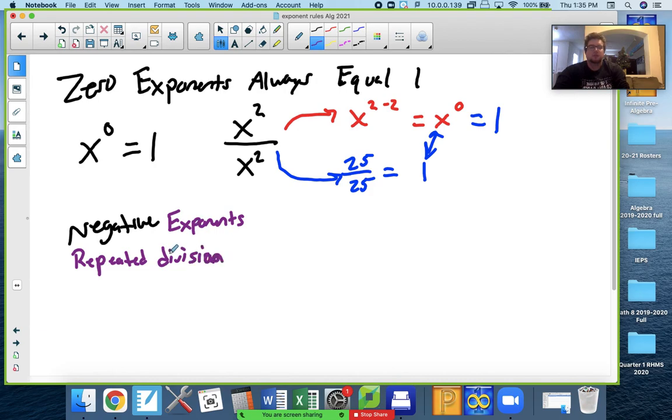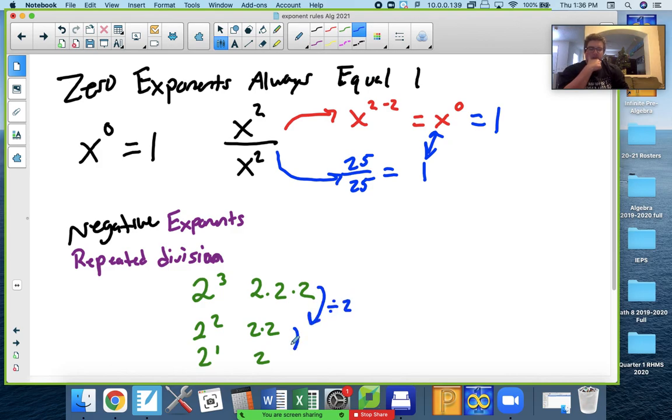So repeated division. You can kind of look at this pattern. 2 cubed really means 2 times 2 times 2. 2 squared is 2 times 2. 2 to the 1st is 2. Each rung in the ladder here, we're dividing by 2, dividing by 2 each time. So we get to 2 to the 0 power. We have taken 2 divided by 2.